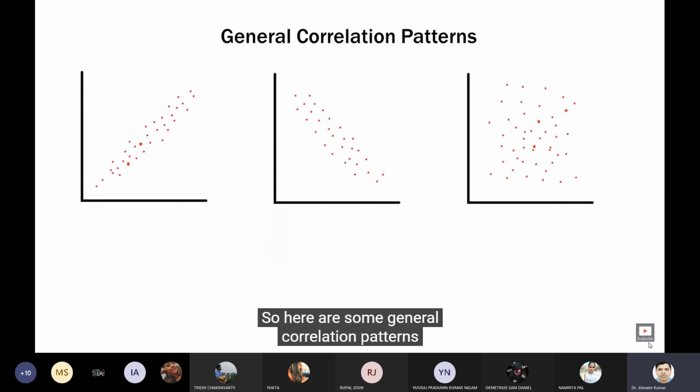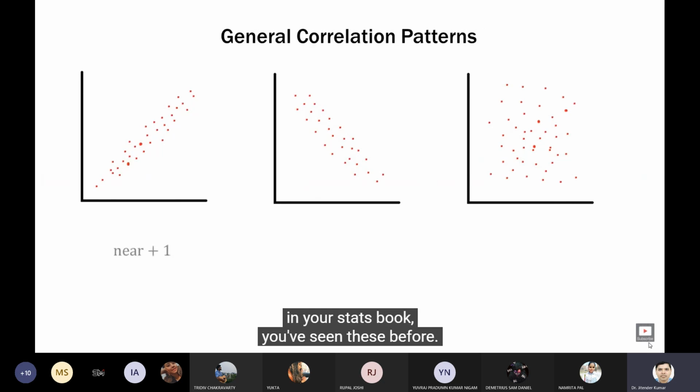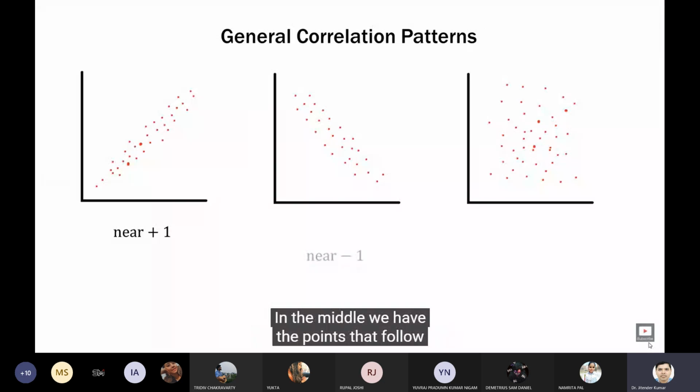So here are some general correlation patterns. And again, I'm sure these are probably in your stats book. You've seen these before. So on the left-hand side, we have a correlation where all the points seem to follow a positive upward trend along a straight line. So this correlation on the left-hand side is probably near +1.